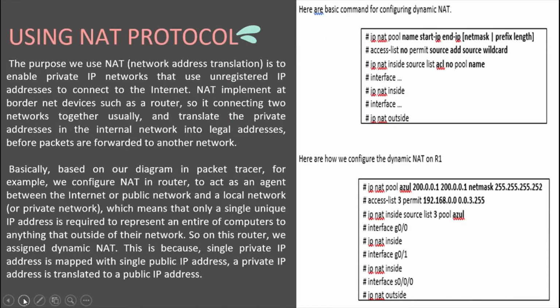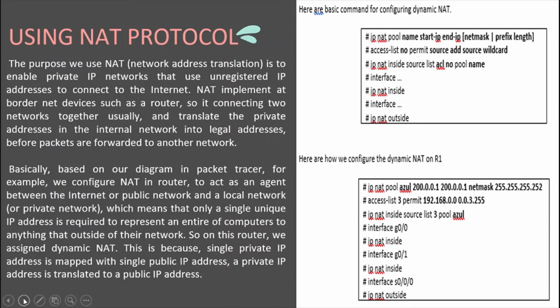First, we are using the NAT protocol. The purpose we use NAT, which is Network Address Translation, is to enable private IP networks that use unregistered IP addresses to connect to the internet. NAT is implemented at border network devices such as a router, so it connects two networks together easily, and translates the private addresses in the internal network into legal addresses before packets are forwarded to another network.